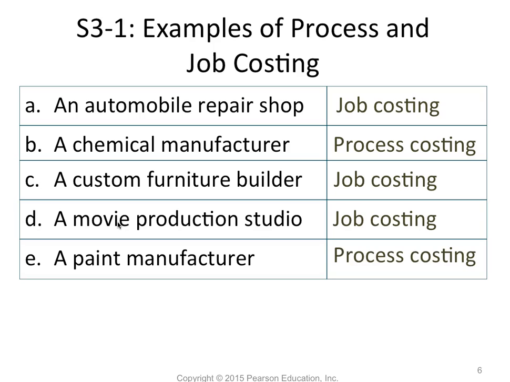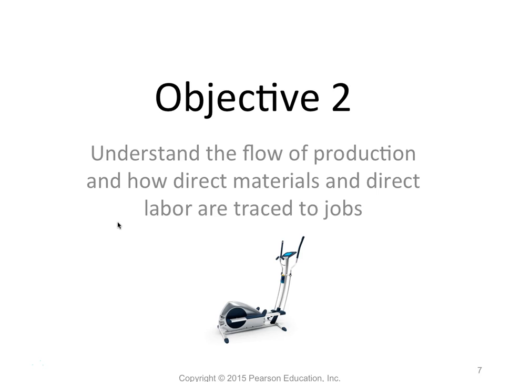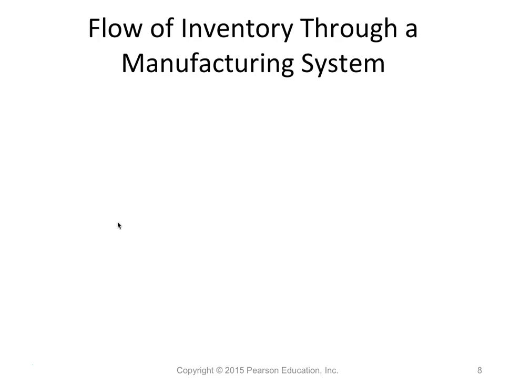So it's just that easy to distinguish all the jobs, whether it's job costing or process costing, based on whether you're treating each job individually or you're treating a mass amount of the same job at the same time. So second one, understand the flow of production and how direct materials and direct labor are traced to jobs. Okay, let's take a look.